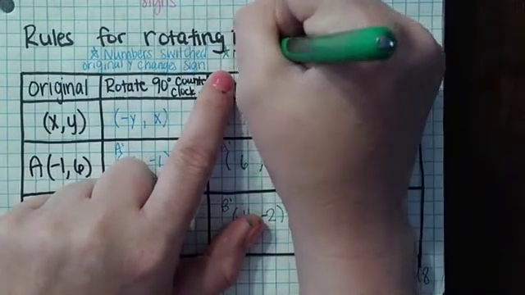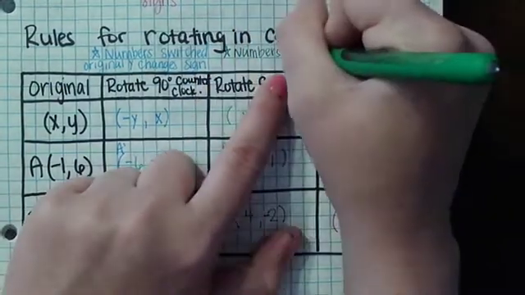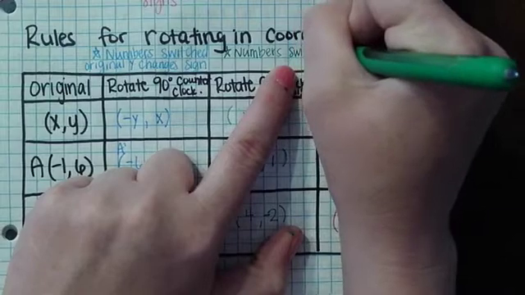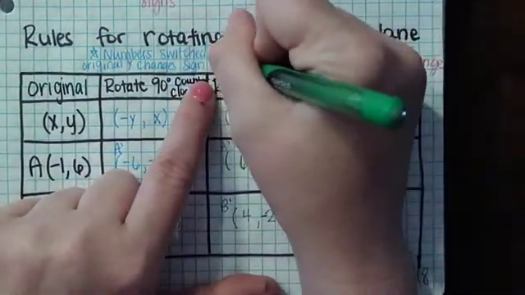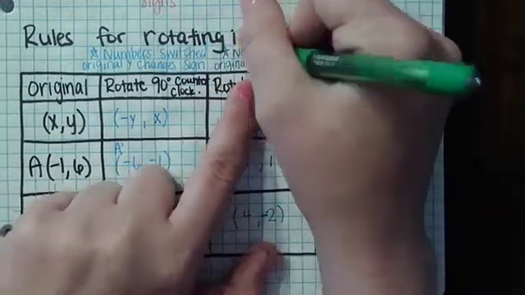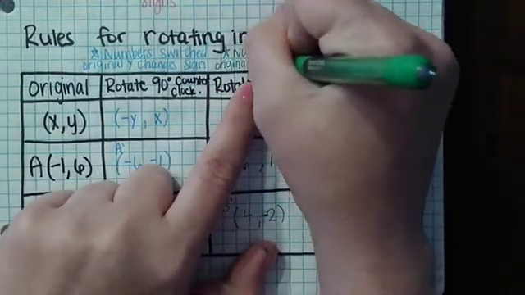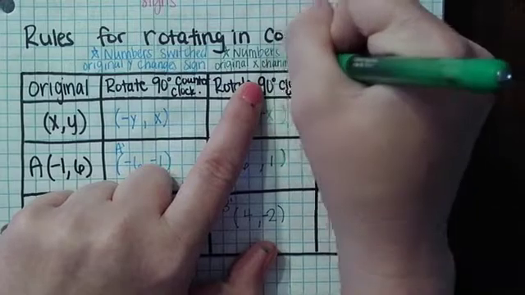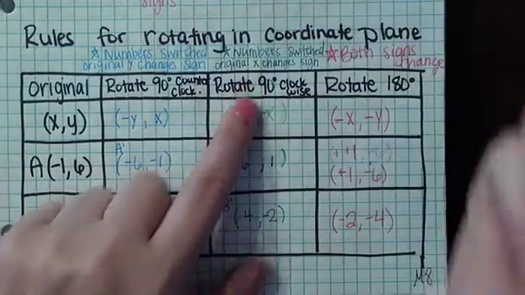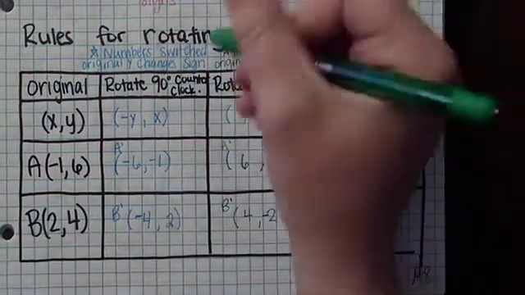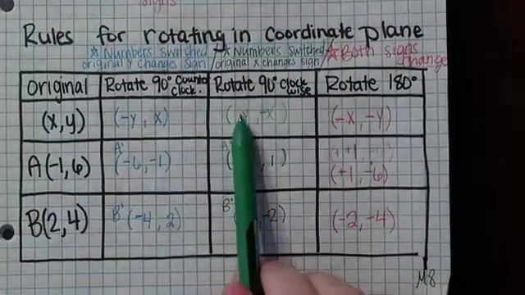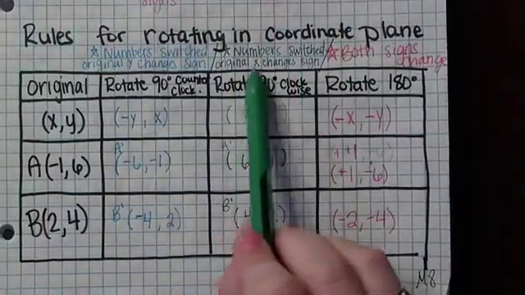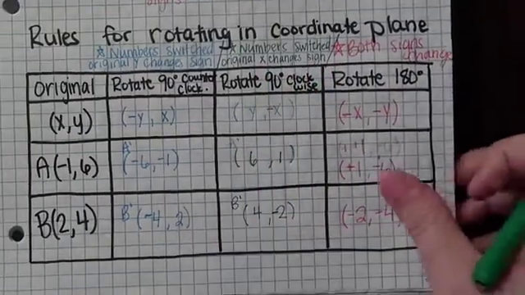Numbers switched, and original x changes sign. Sorry, I almost ran out of room. Okay, so numbers switched, y then x, and then the original x changes sign.